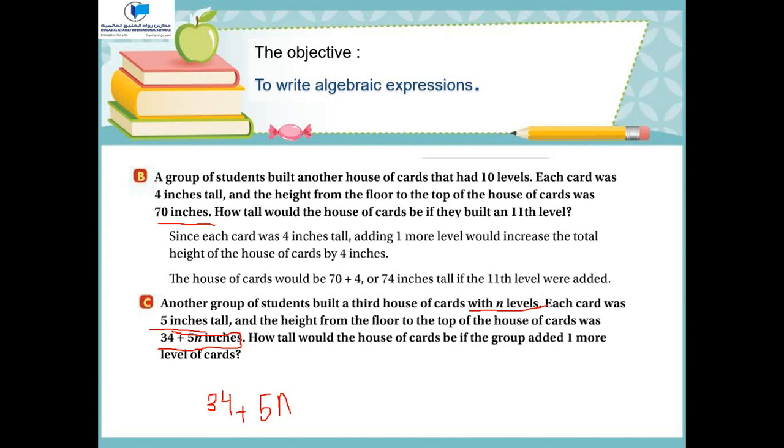Now, how tall would the house of cards be if the group adds one more level? So one more level, since you know each card is 5 inches, that means just add 5 inches. And that's it. You can simplify this one by adding these two numbers, 34 and 5, it will be 39 plus 5n. That's it. It's really easy. Just make sure that you read it many times until you get the idea.